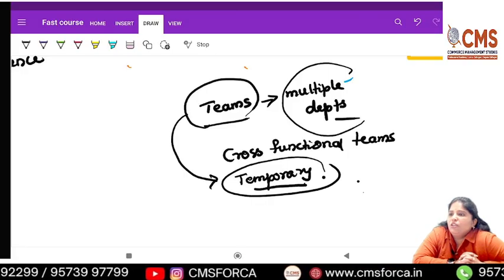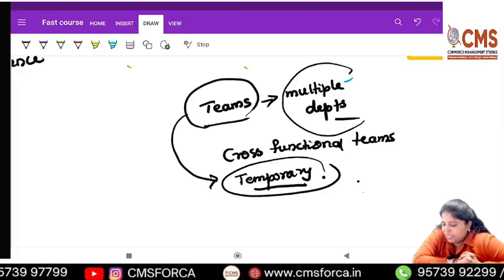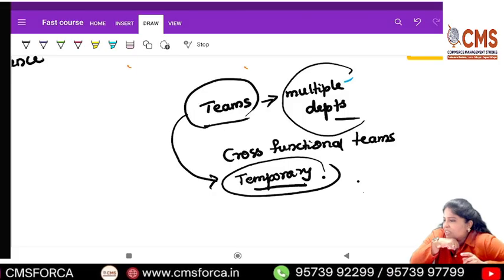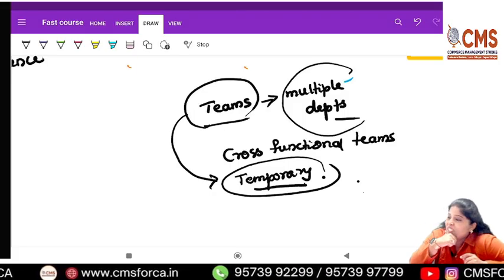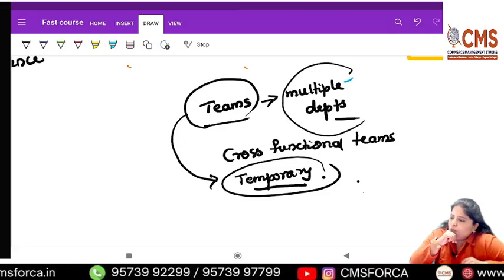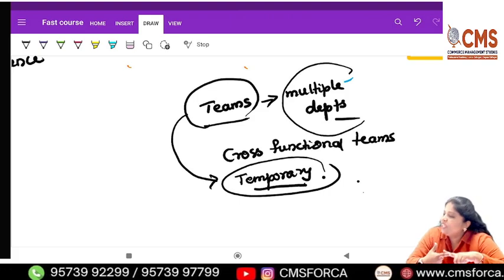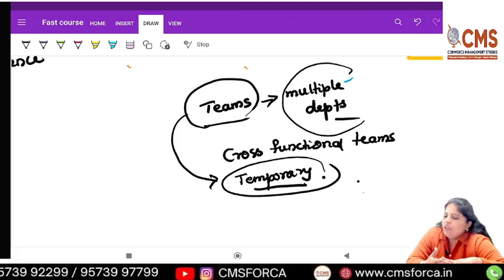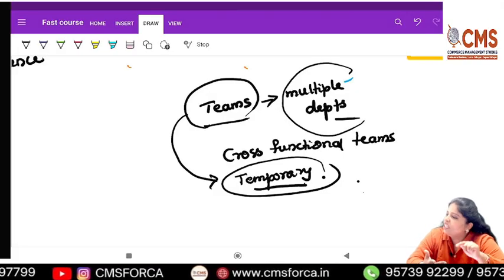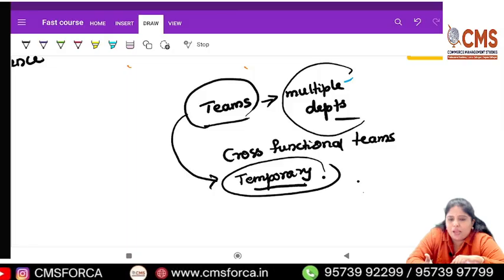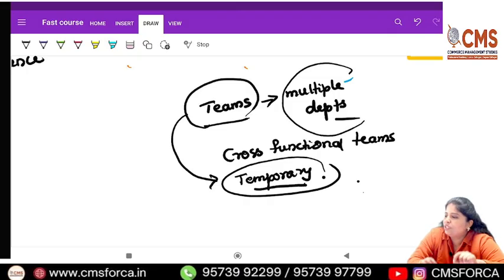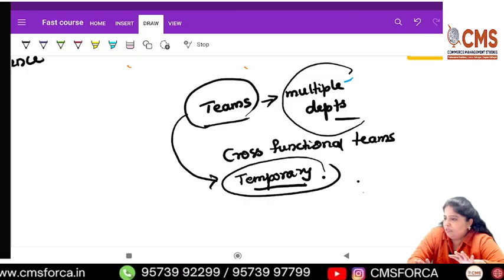Now, to conclude matrix structure, let's finally talk about its advantages. We spoke about the negative aspects first. Let's also conclude on a positive note. So what are the advantages of matrix structure? Good communication, good coordination. Though it is complicated, we are ensuring coordination is happening. And collaboration. And what you need to understand is that matrix structure is quite flexible.